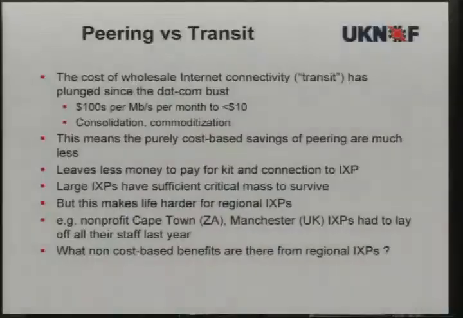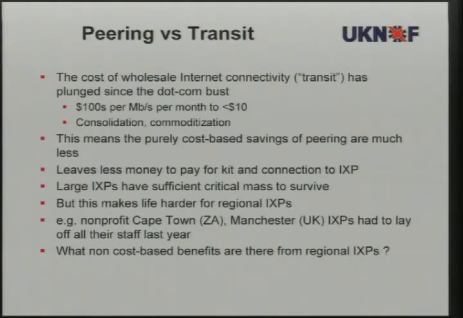In many ways, it's a good thing, but since Y2K, the cost of buying wholesale transit has dropped from hundreds of dollars per meg per month to less than 10. You have to shop around, you have to buy in bulk, you can get internet transit for less than 10 bucks a meg a month. The whole story is consolidation and commoditization. What that means is that the money you can save from peering is less than it used to be.